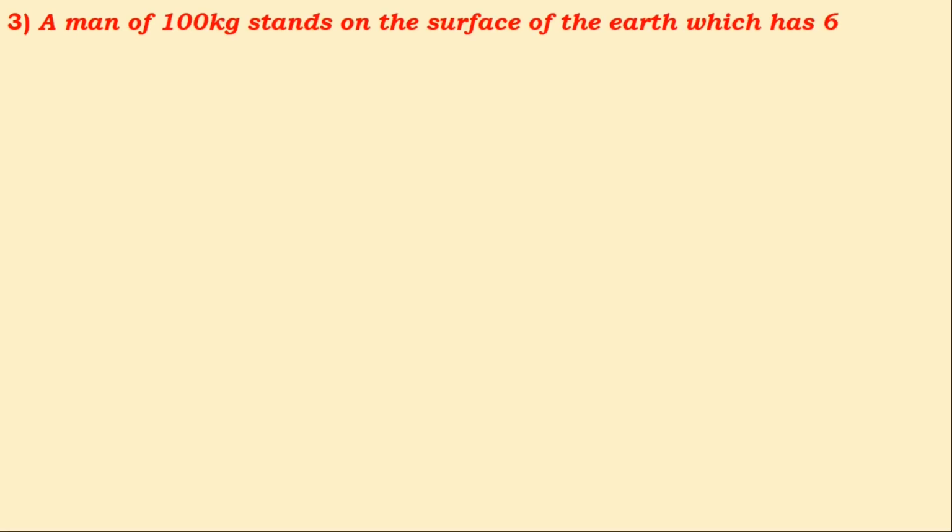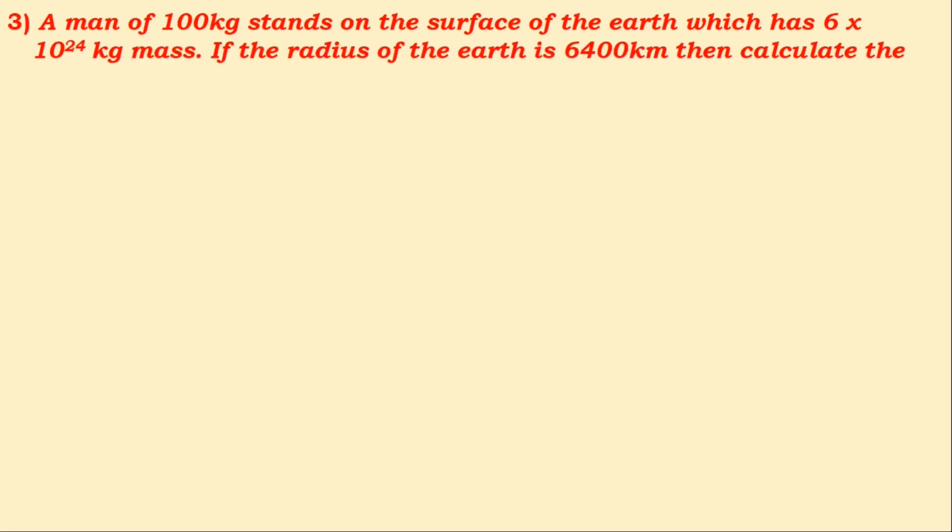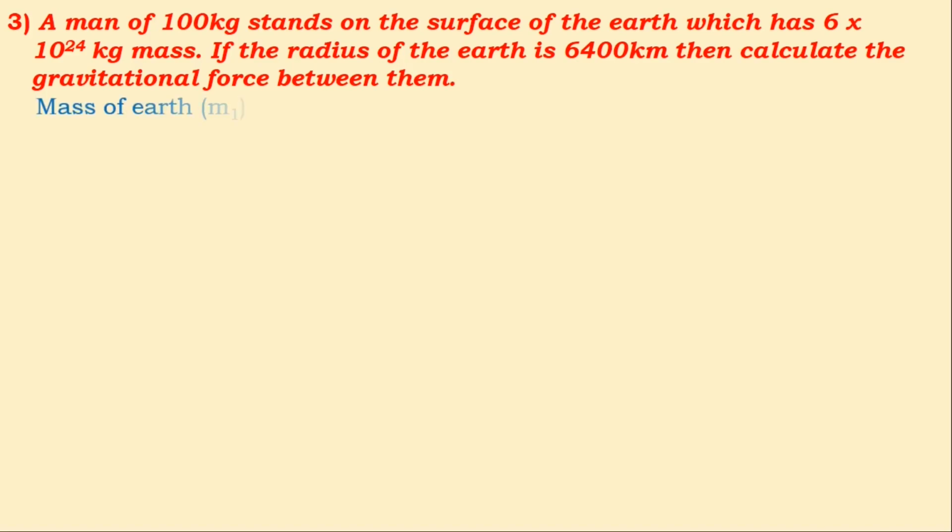Third, a man of 100 kg stands on the surface of the earth, which has 6 into 10 to the power 24 kg mass. This is the mass of the earth. If the radius of the earth is 6400 km, then calculate the gravitational force between them. Now we are writing all this information.